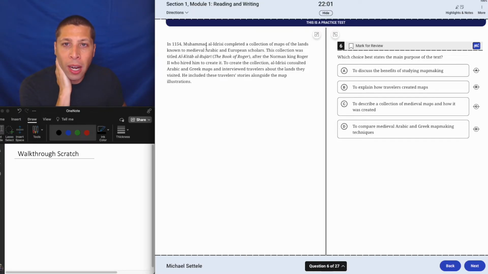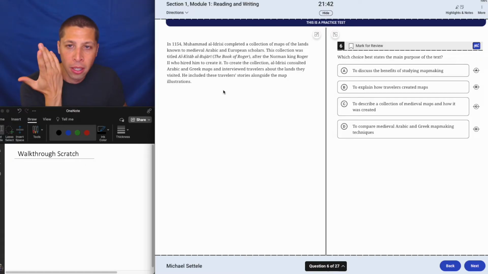In 1154, Muhammad al-Idrisi completed a collection of maps of the lands known to medieval Arabic and European scholars. This collection was titled whatever after the Norman king Roger II, who hired him to create it. To create the collection, al-Idrisi consulted Arabic and Greek maps and interviewed travelers about the lands they visited. He included these travelers' stories alongside the map illustrations. Okay, it just seems like it's about this guy's project.